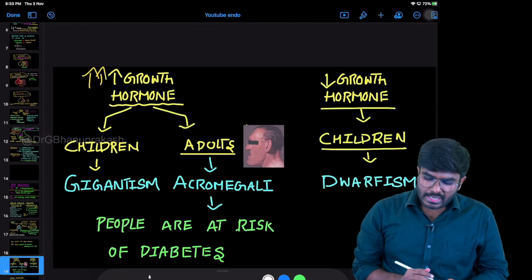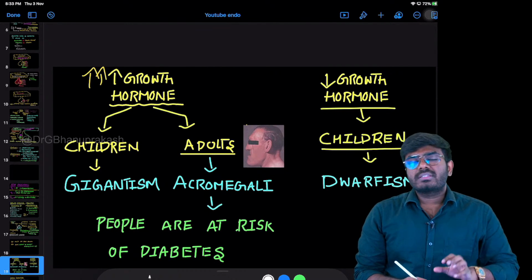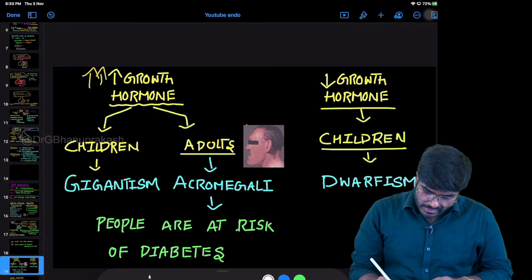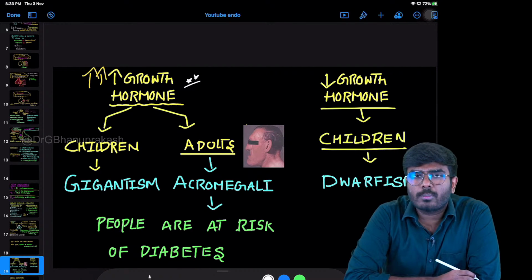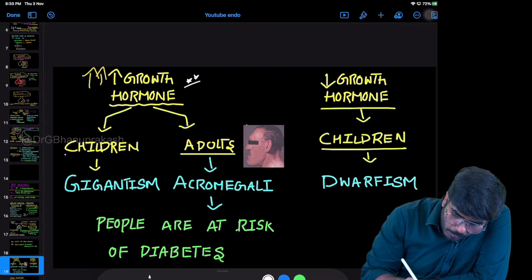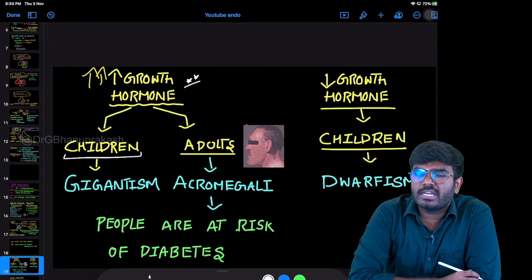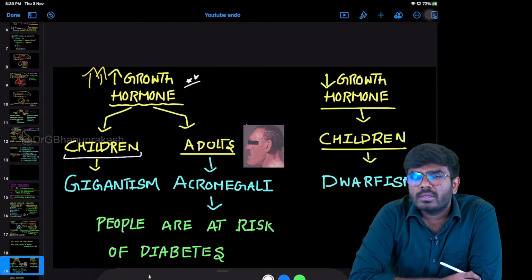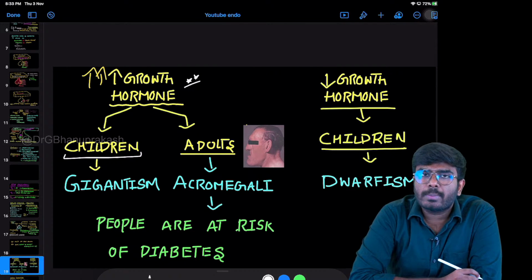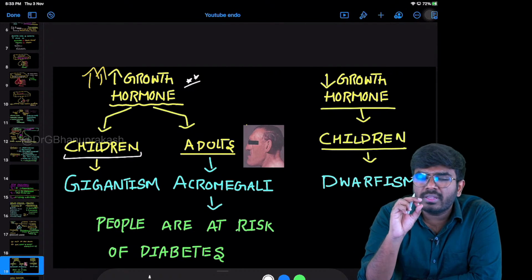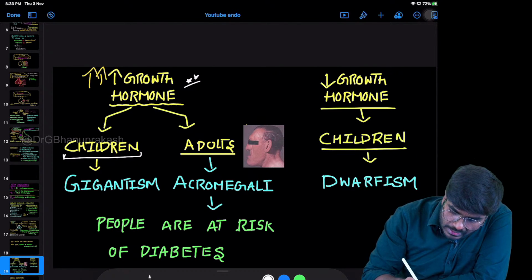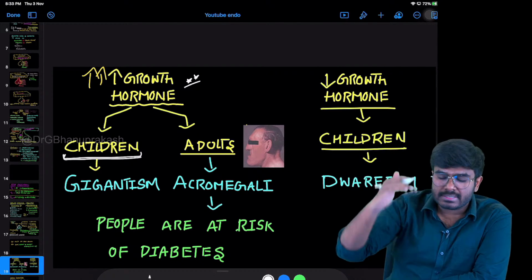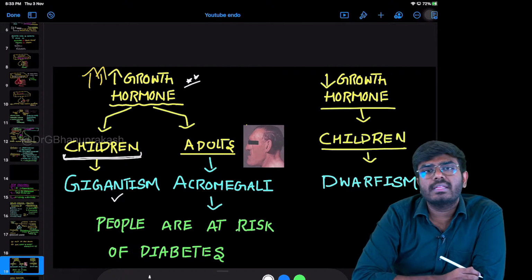Now, after this, let's talk about abnormalities of growth hormone production. For example, whenever you have an excessive amount of growth hormone, when is that? Excessive growth hormone during childhood. We all know that in children the epiphyseal plates in the bone are still not closed, they are still active. Whenever there is so much growth hormone in children, their height will increase. That will cause gigantism.